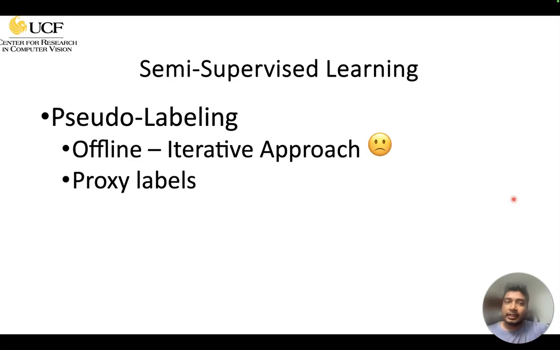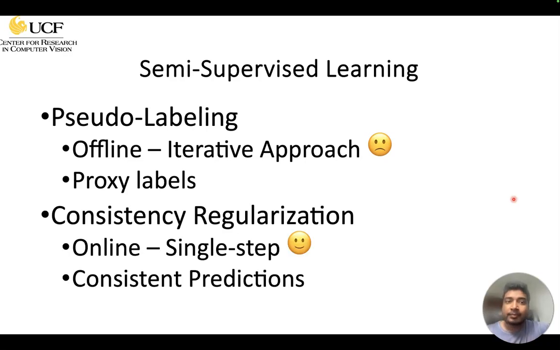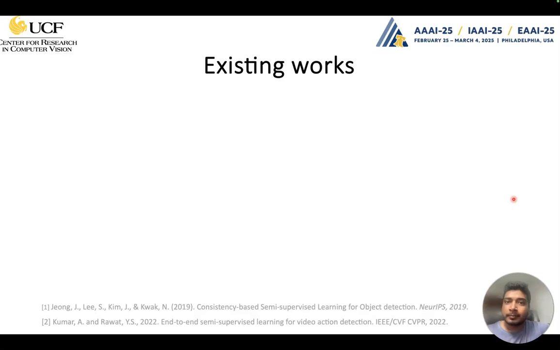So semi-supervised learning incorporates two major directions. One is pseudo-labeling, which is an offline and iterative approach. It involves proxy labeling. The other is consistency regularization, which is online and single step, and it includes consistent predictions. In our work, we work on the consistency-based regularization approach.